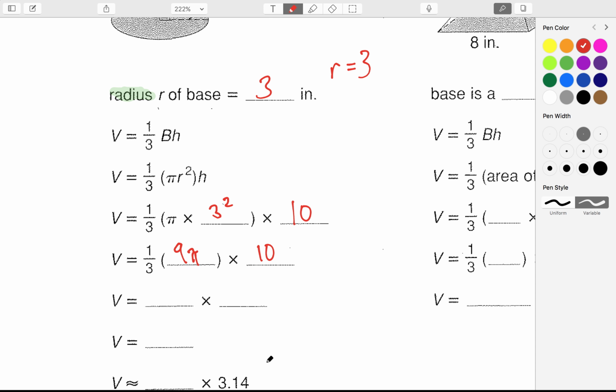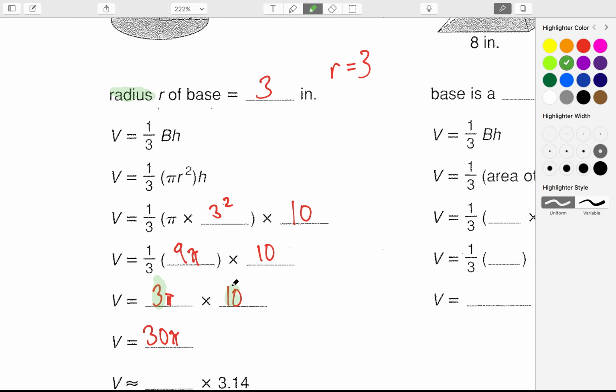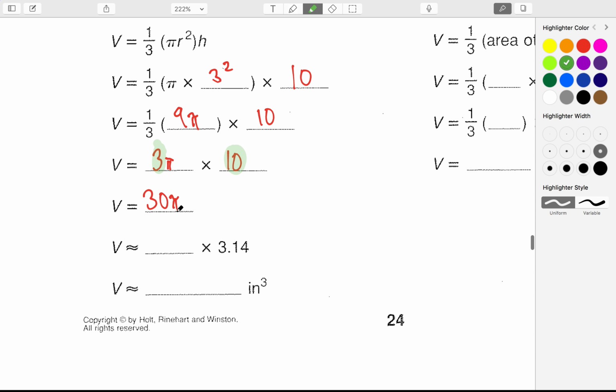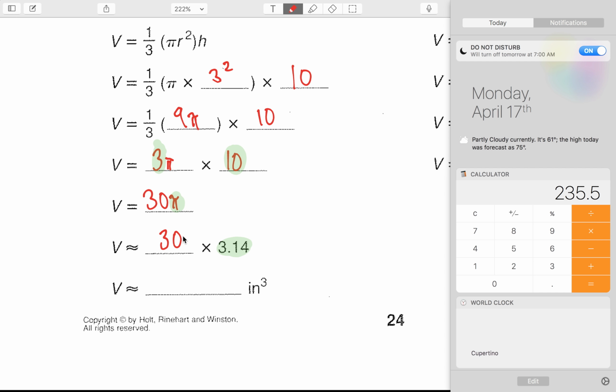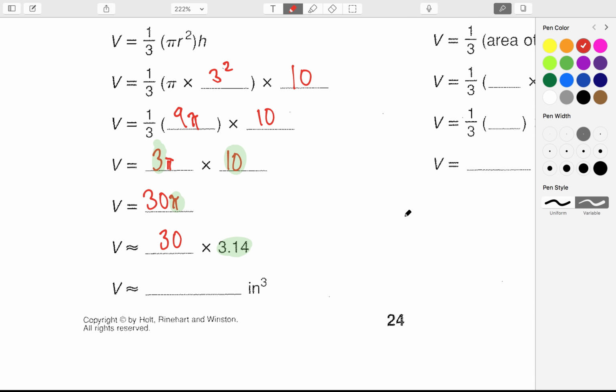Now 9 pi times a third, 9 divided by 3 is going to be 3 pi times 10. 3 times 10 is going to be 30 pi, right? And remember, we only multiply the numbers right now. Now we change pi to 3.14, so that's where this 3.14 came from, this pi here. And I'm going to just bring down 30, and let's do this on our calculator. 30 times 3.14, 94.2. So 94.2 inches cubed.